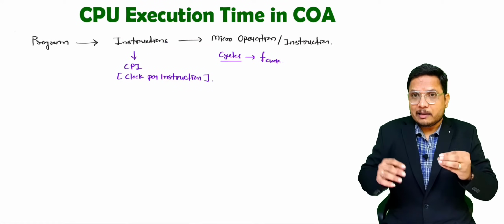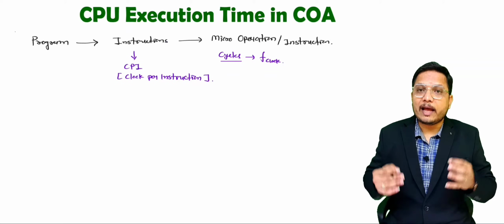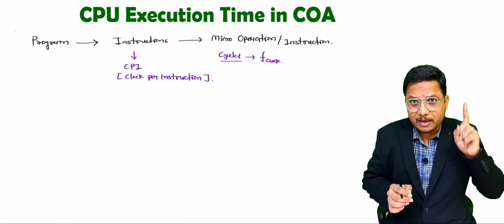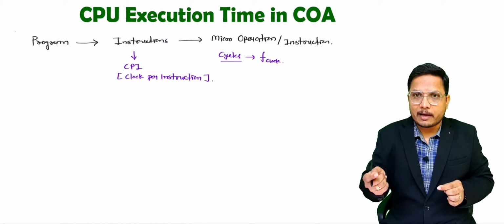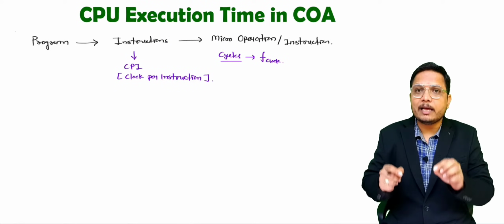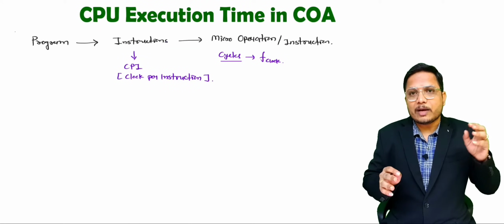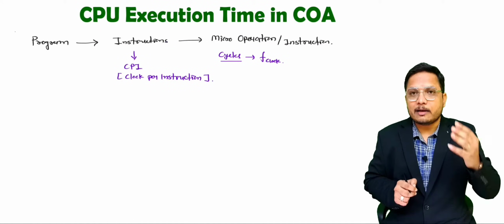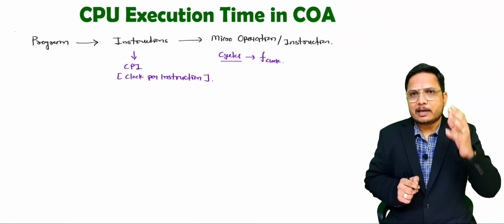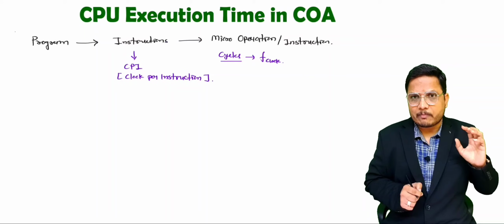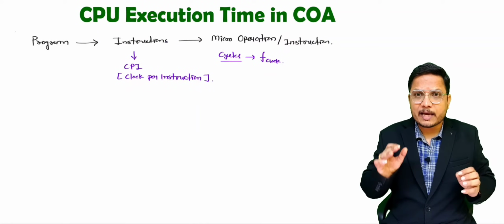Later I'll explain how to identify average CPI, but first of all you should understand one thing. How many clocks are required to execute one instruction is explained by CPI, right? And once you identify CPI, you can understand how a program is getting executed. Let me explain how. Let us say you have 100 instructions in one program. Now you know how many CPIs there are.